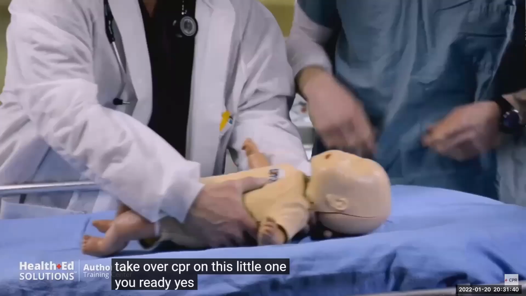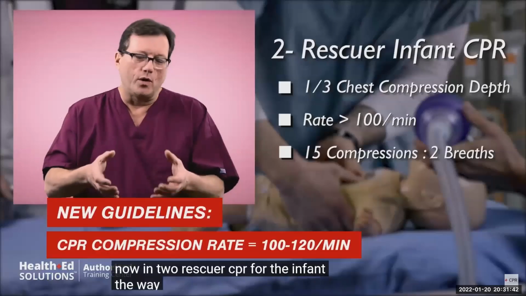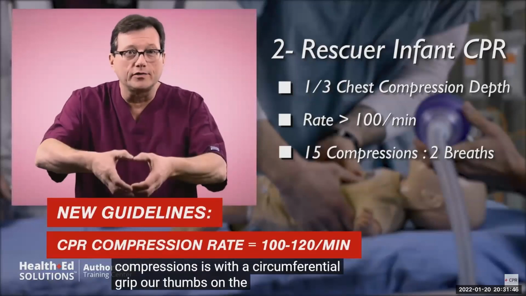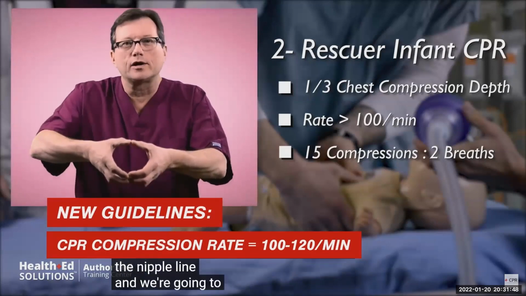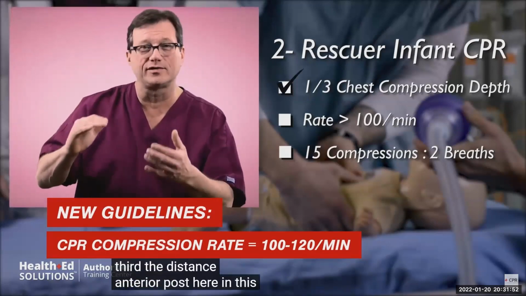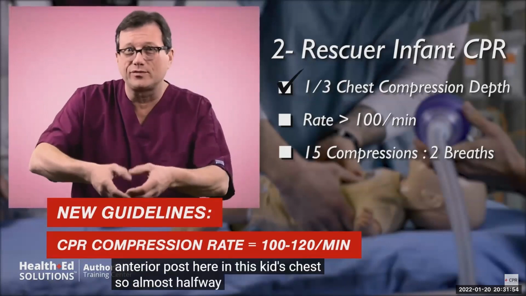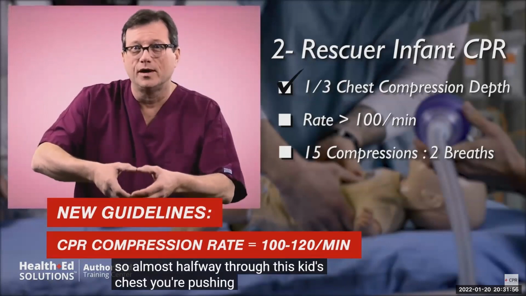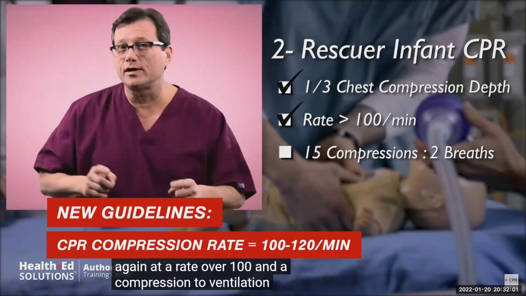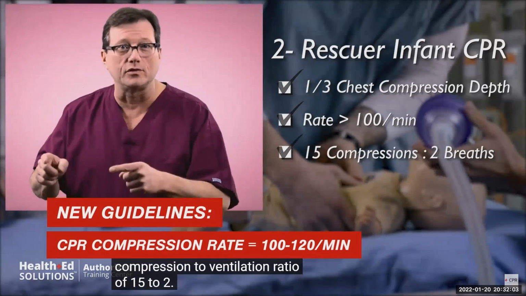Now, in two-rescuer CPR for the infant, the way we perform compressions is with a circumferential grip. Our thumbs go on the sternum between the nipple line, and we compress about 1/3 the distance anterior-posterior in this kid's chest. So almost halfway through this kid's chest, you're pushing, again at a rate over 100, and a compression to ventilation ratio of 15:2.